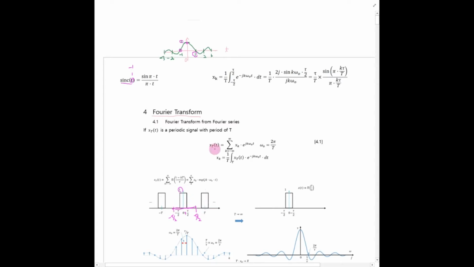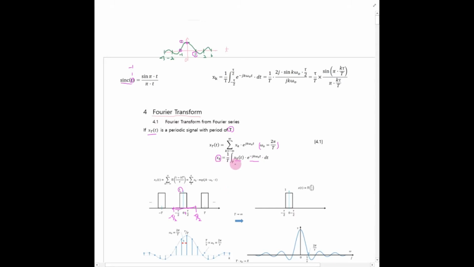Taking the Fourier series expansion, it looks like this. x(t) is a periodic signal with a period of T. Then x(t) can be expanded by the Fourier series. X_k is a Fourier series coefficient, and this is a complex exponential with harmonics of omega 0. So omega 0 is defined by 2 pi over T. To find the Fourier series coefficient, we can use this functional dot product. This is the signal, and taking the dot product with the complex exponential with harmonic number k omega 0, we can get the kth harmonic component.